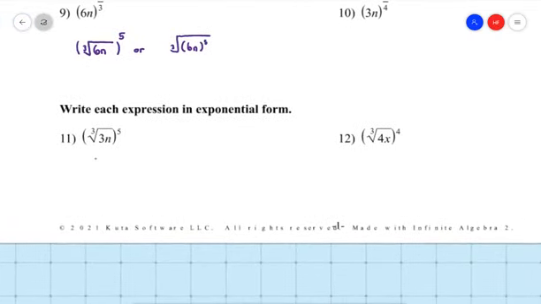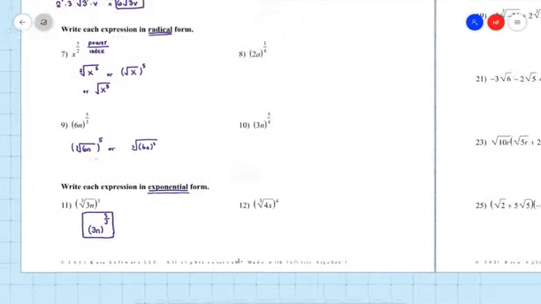Then on the next part of the review, we're writing it in exponential form. So remember, our exponents are power over index. So this would be 3n to the power of the power over the index. So this is 3n to the 5/3 power. And we do have to make sure that there's parentheses so that both 3 and n are getting that power there.